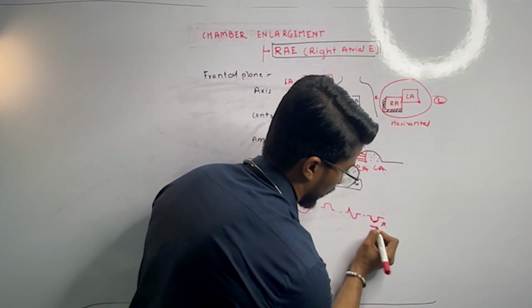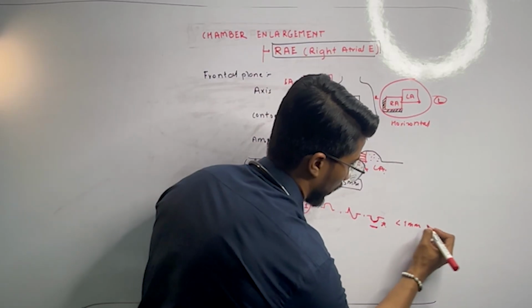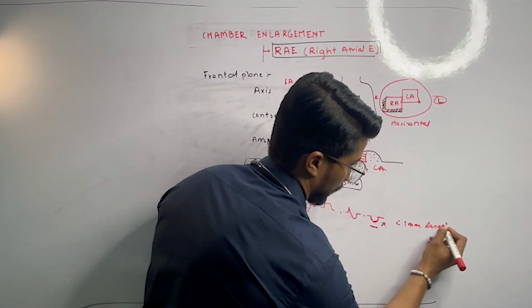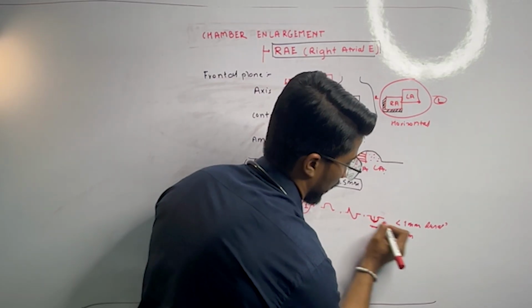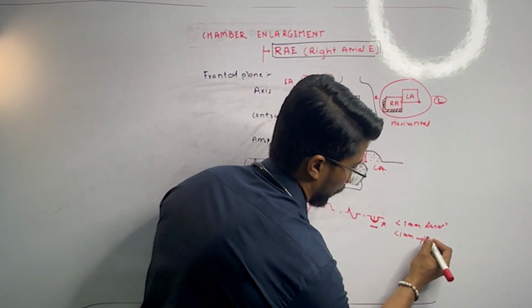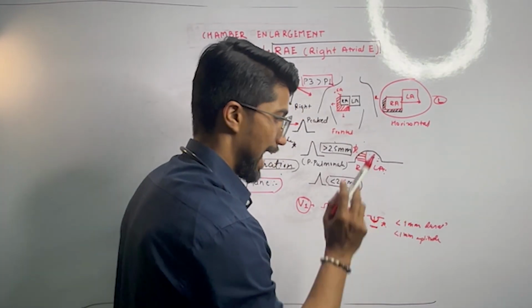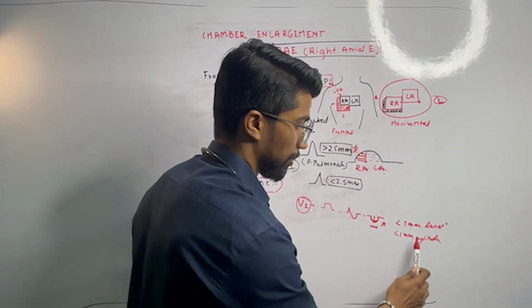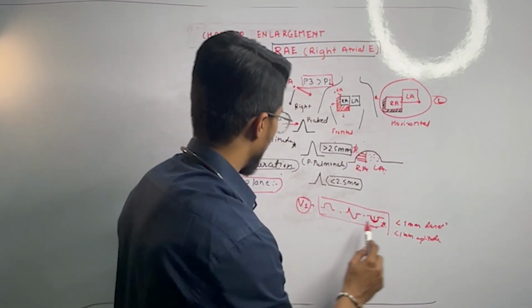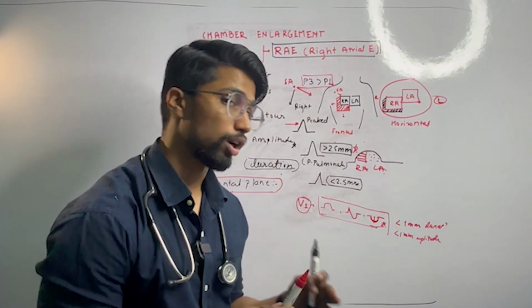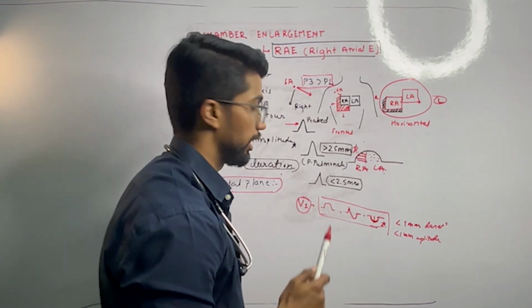If it's inverted, it is less than 1 mm in duration and less than 1 mm in amplitude as well. So the changes in V1 are usually not marked, and the horizontal plane will not show you a lot of changes if there's a right atrial enlargement.